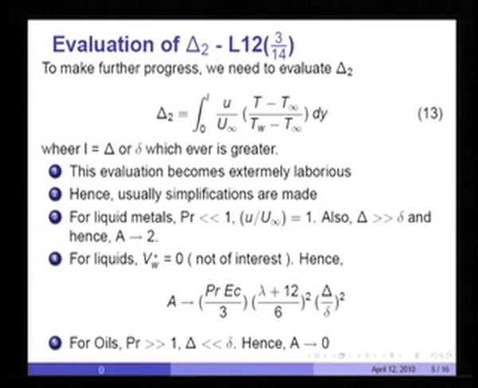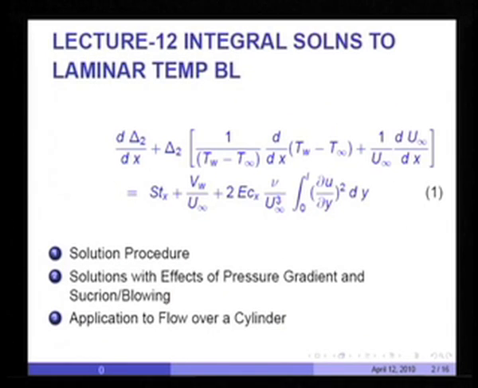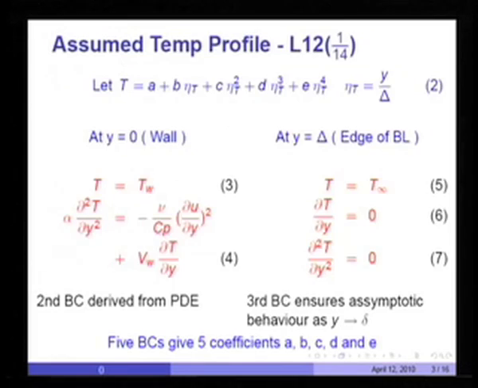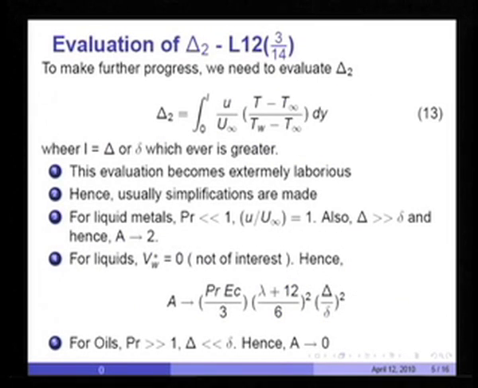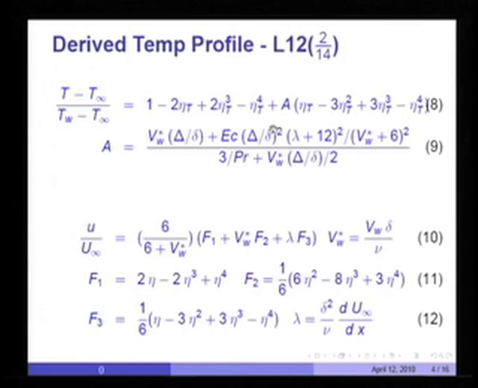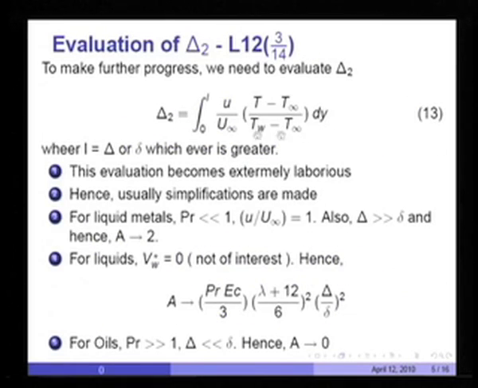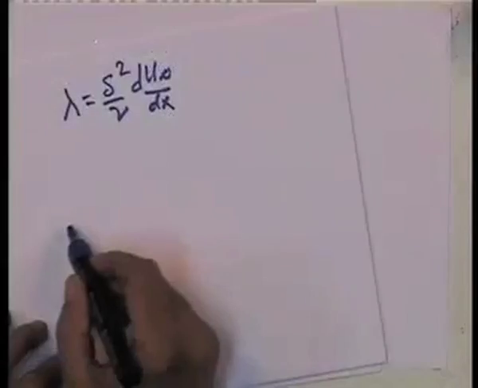Now, to make further progress in our equation here, we need to evaluate delta 2, the enthalpy thickness, and the definition of enthalpy thickness is the integral from 0 to L of u over u infinity times t minus t infinity divided by t w minus t infinity dy. Essentially, therefore, it's an integration of the two profiles, the velocity profile and the temperature profile, from 0 to L.